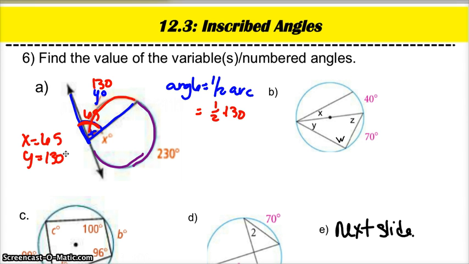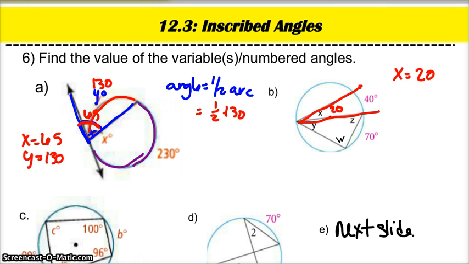For letter B, it's asking for the measurements of x, y, w, and z. So I'm going to start here with x. I notice that x is an inscribed angle, and the arc that it intercepts is this 40. So that means x must be 20.